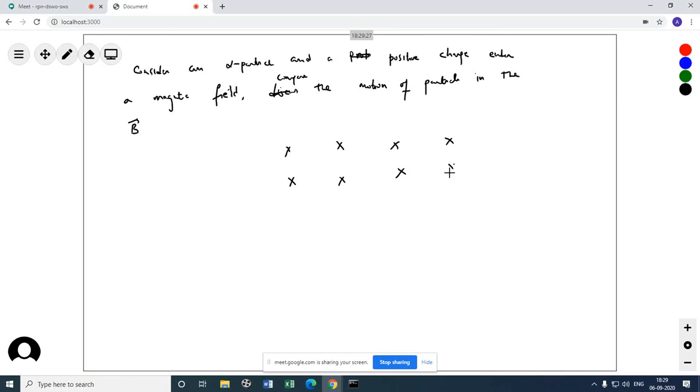Here is a magnetic field. Let's say a proton or a positive charge is entering. So this is the alpha particle, and this is a proton which is entering this side. Now, which one do you think will describe more radius? We have found out what the radius is. Considering an alpha particle and a positive charge entering a magnetic field with the same velocity, same v, compare the motion of the particles in the magnetic field.